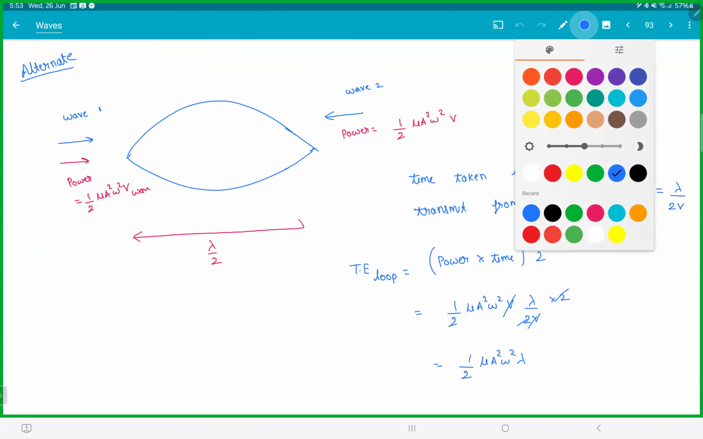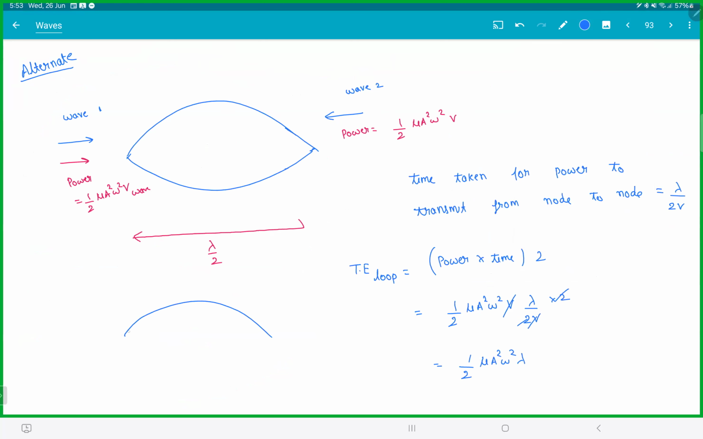Look at this node here. Now you said two waves are coming, isn't it? At this point, at the node, on this side the power P is traveling, and on this side the power P is traveling. So the net energy transfer at the node is how much? Zero, isn't it? Whatever is coming from the left, the same thing goes to the right. That means the total energy within the loop is constant. We proved this here.